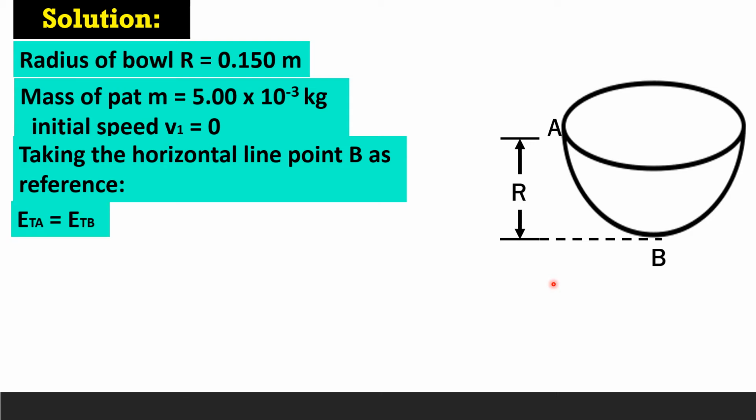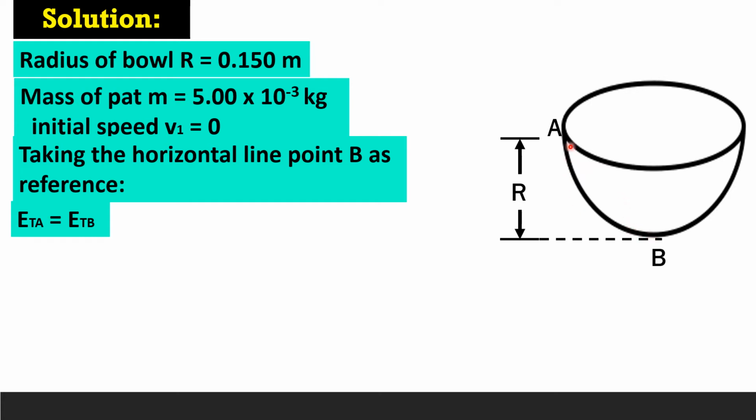So again, our principle of the law of conservation of mechanical energy is what we are going to apply here, and that is written in this equation. The total energy of the pat of butter when still at point A is represented here by E sub T A, and that must be equal to the total mechanical energy of the pat of butter when it reaches point B.